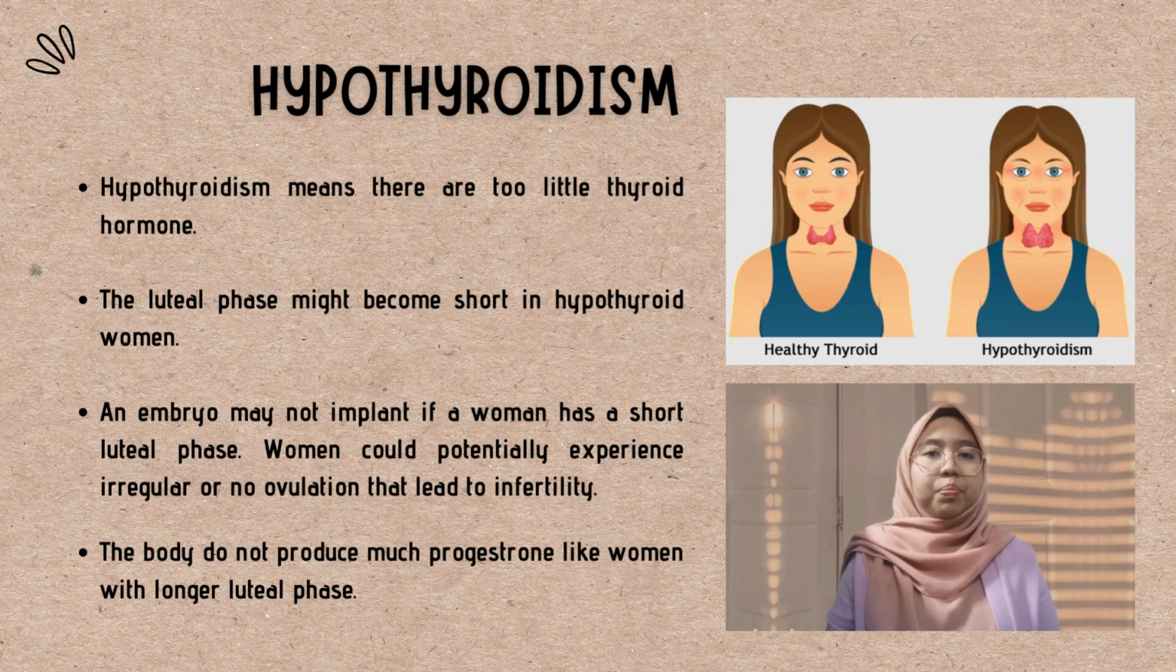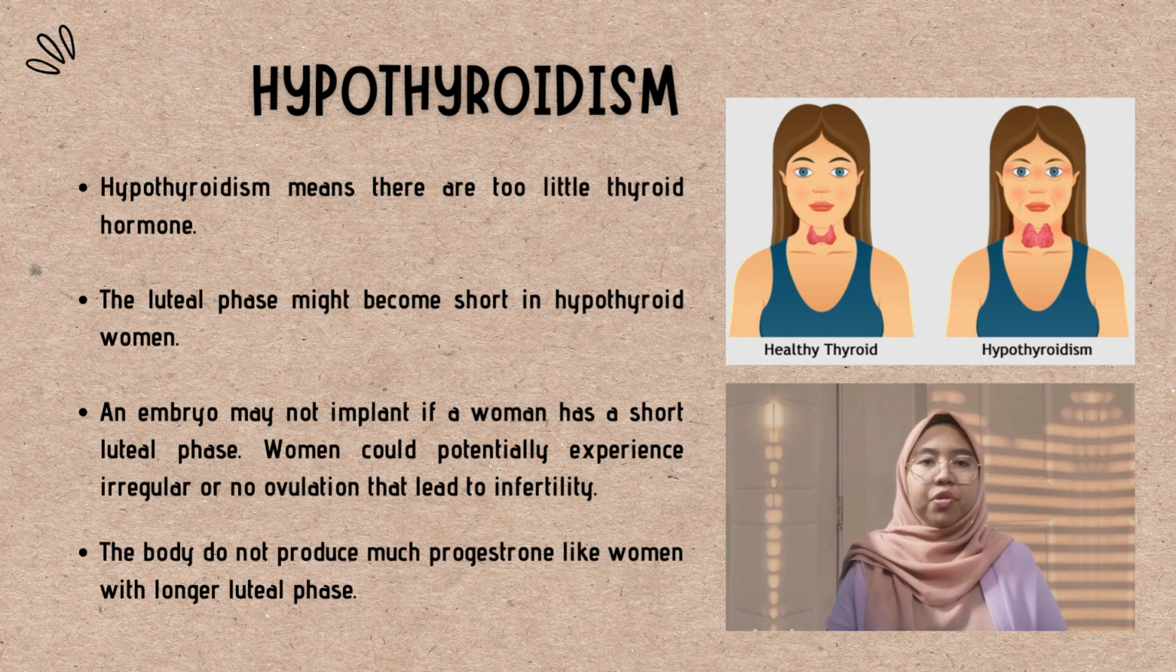The next cause is hypothyroidism. Hypothyroidism is a condition where too little thyroid hormone is produced. The luteal phase, which is the interval between ovulation and the beginning of your period, might become short in hypothyroid women. An embryo may not implant if a woman has a short luteal phase. Women could potentially experience irregular or no ovulation that leads to infertility. The body does not produce as much progesterone as in women with a longer luteal phase. So, this can lead to infertility and luteal phase defect.